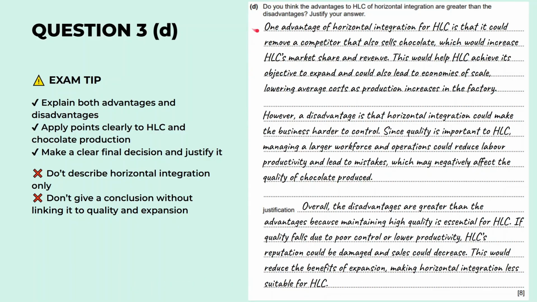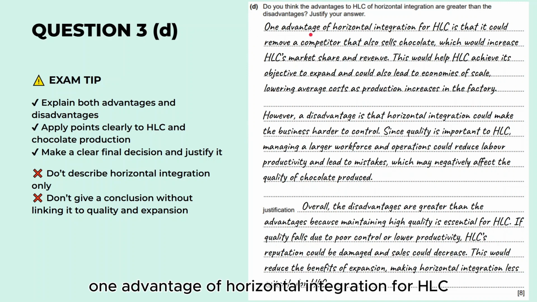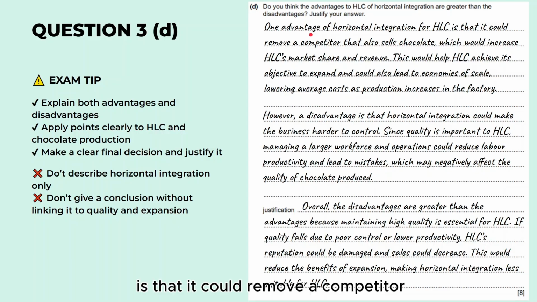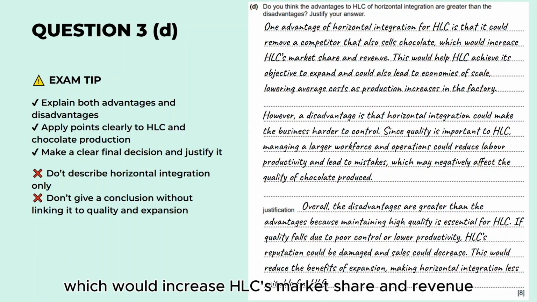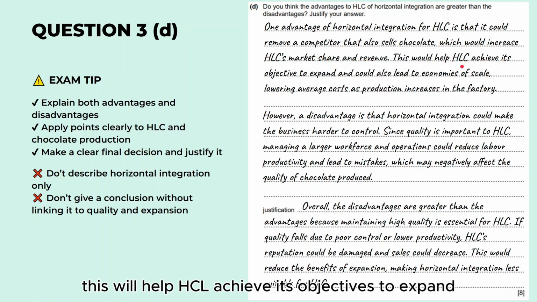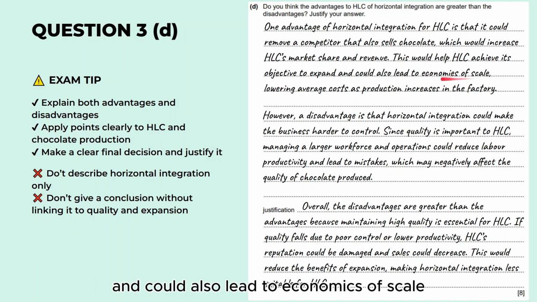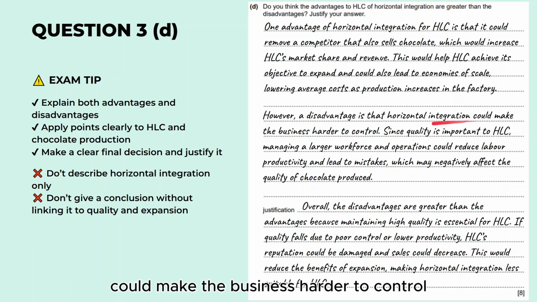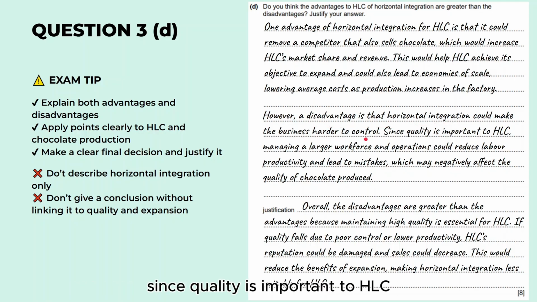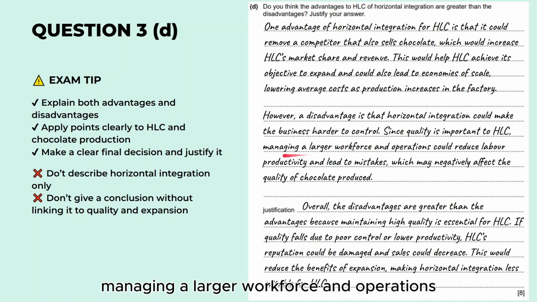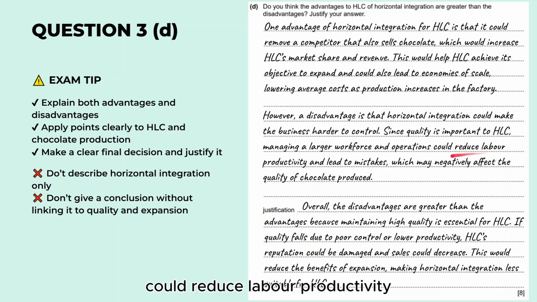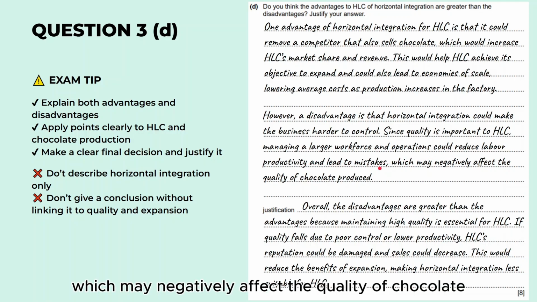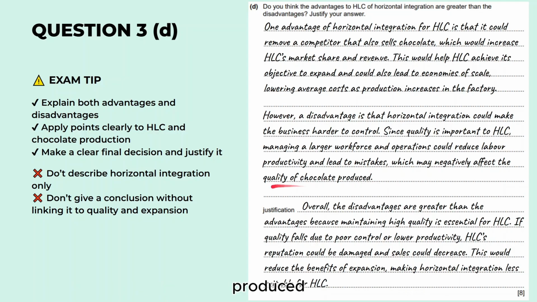Now let's look at the answer. One advantage of horizontal integration for HLC is that it could remove a competitor that also sells chocolate, which would increase HLC's market share and revenue. This will help HLC achieve its objective to expand and could also lead to economies of scale, lowering average costs as production increases in the factory. However, a disadvantage is that horizontal integration could make the business harder to control. Since quality is important to HLC, managing a larger workforce and operations could reduce labor productivity and lead to mistakes, which may negatively affect the quality of chocolate produced.